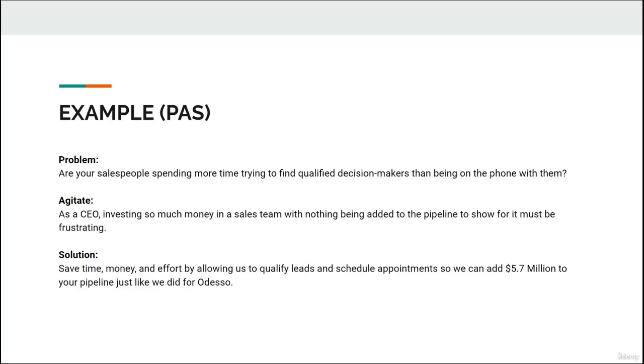But sometimes they spend so much time just trying to find them that they're not even on the phone with them most of the time. So that's a problem a lot of CEOs have with sales teams.